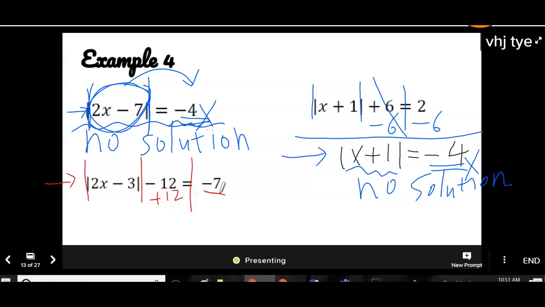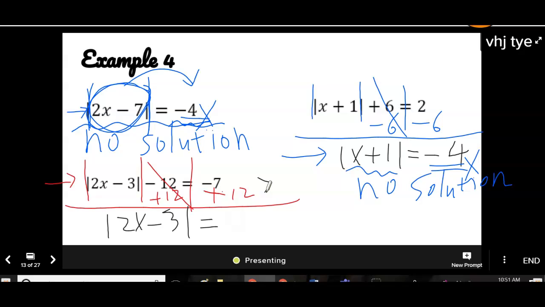Do the same on the other side, plus 12. And bring down the two bar. On the other side, add up the two numbers, you have positive 5. And here you see what? This is your clean equation. And the clean equation equals a positive number, so you can keep solving it. Okay? So I'm not going to solve it. I just want to show you this condition.